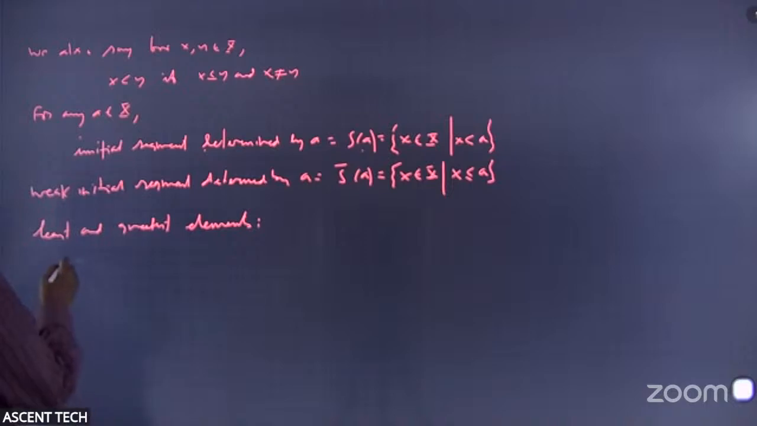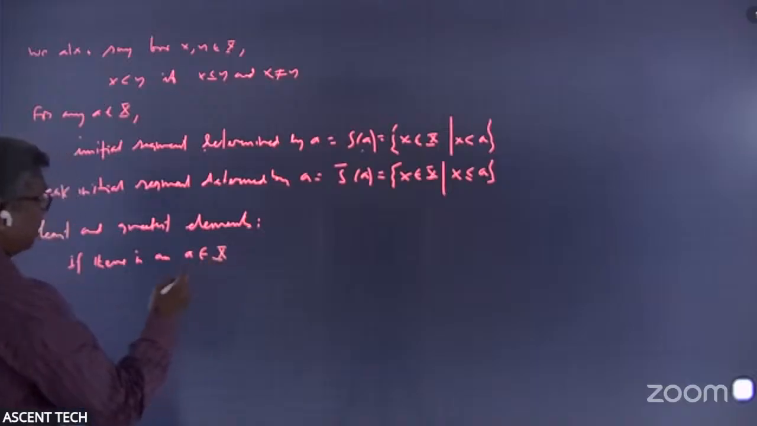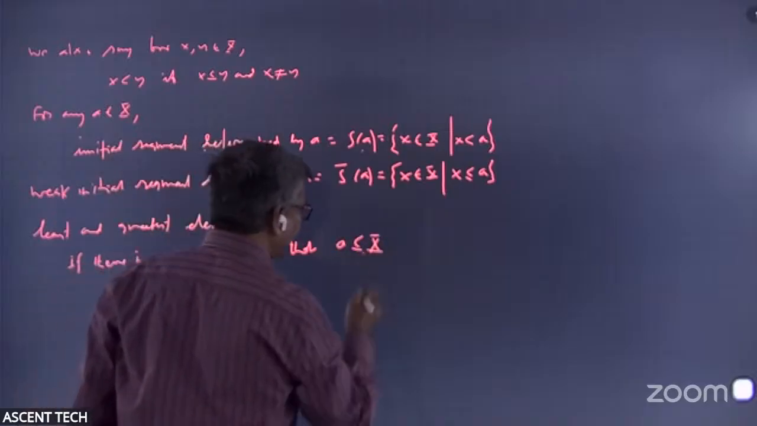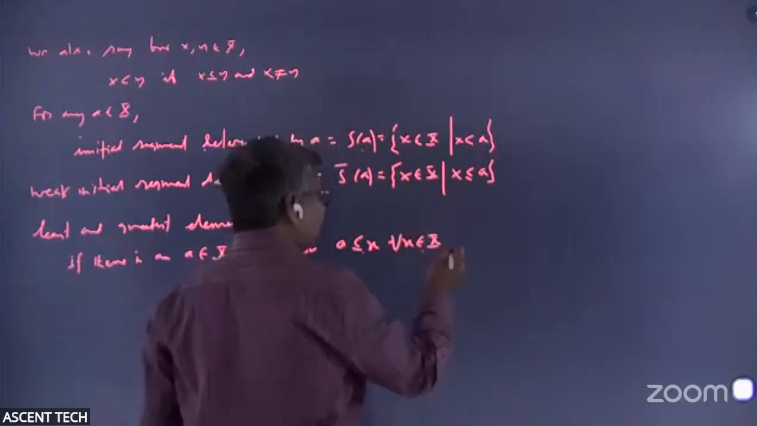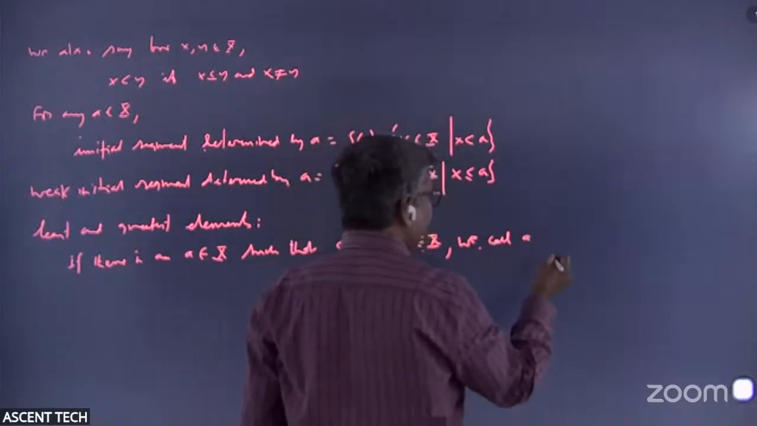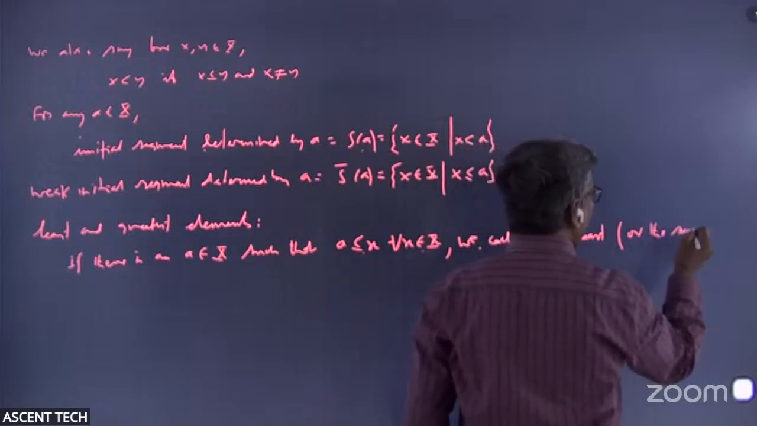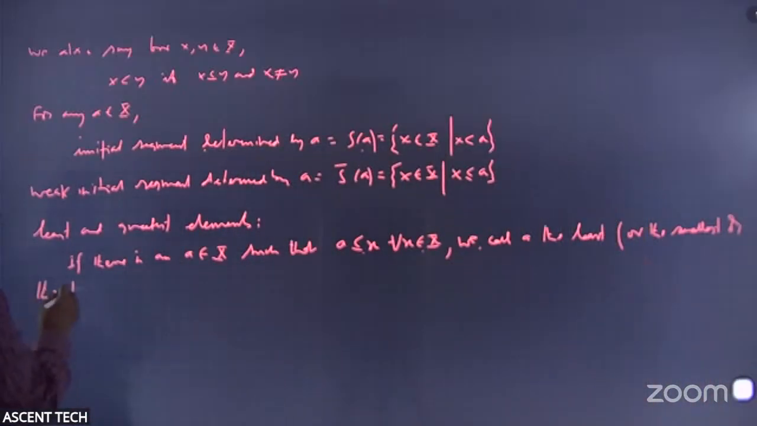If there is an A in X such that A is less than or equal to x for all x in X, we call A the least or the smallest or the first element of X. These are all names used for the first element of X.